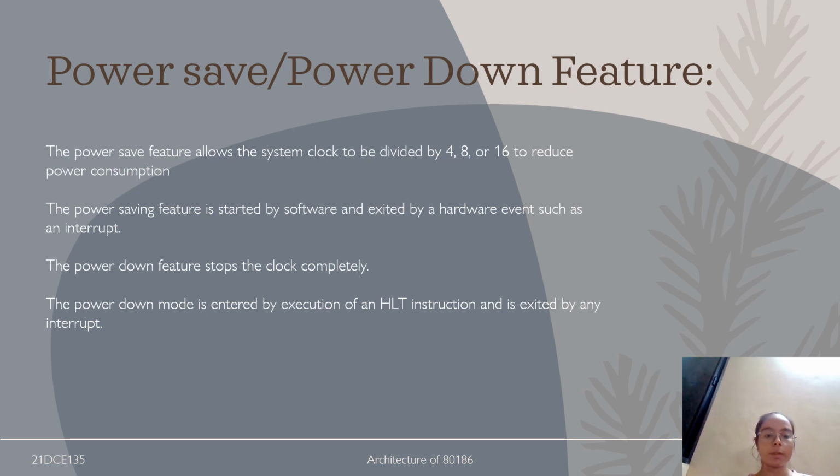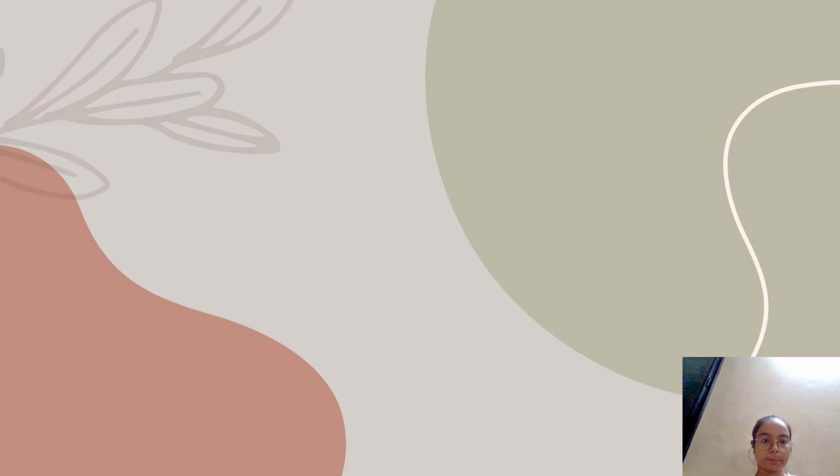The power down mode is entered by the execution of the halt instruction. It is exited by any interrupt.